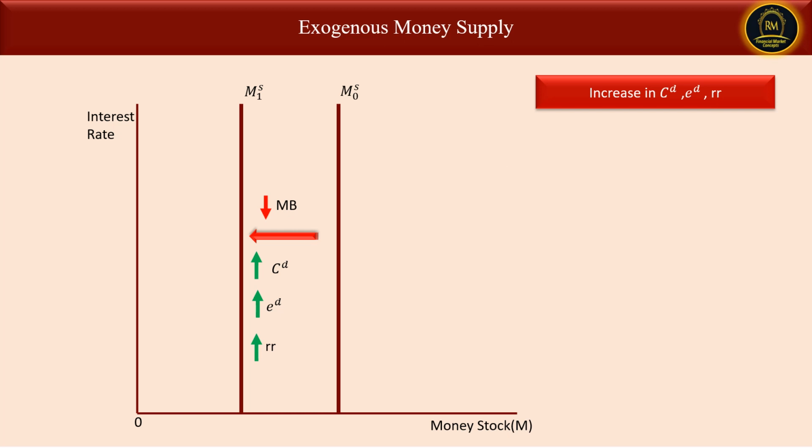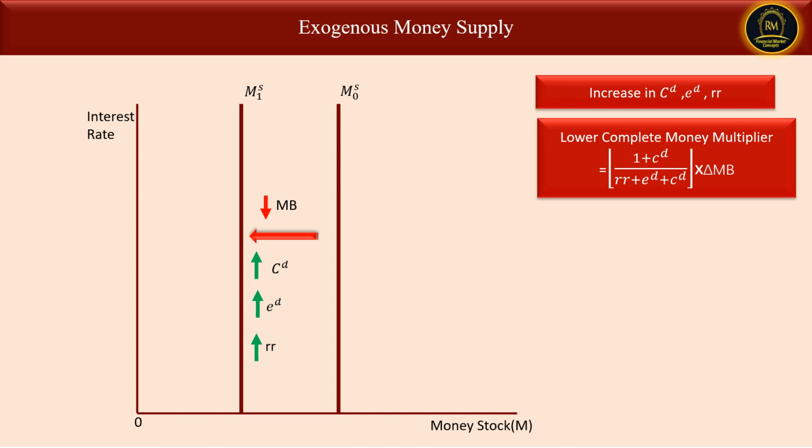So as a result, with the increase in these determinants, the complete money multiplier will fall, because with the increase in all three determinants, the net result will be a decrease in the complete money multiplier, supported by the decrease in the monetary base. So this is showing the monetary base is decreasing and these ratios are increasing. As a result, the money supply in the economy has fallen.